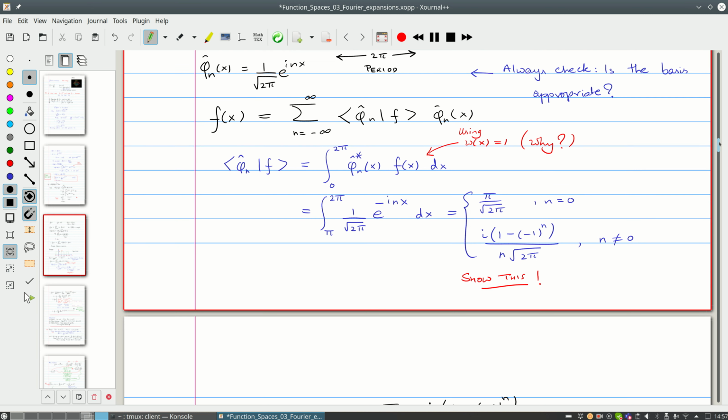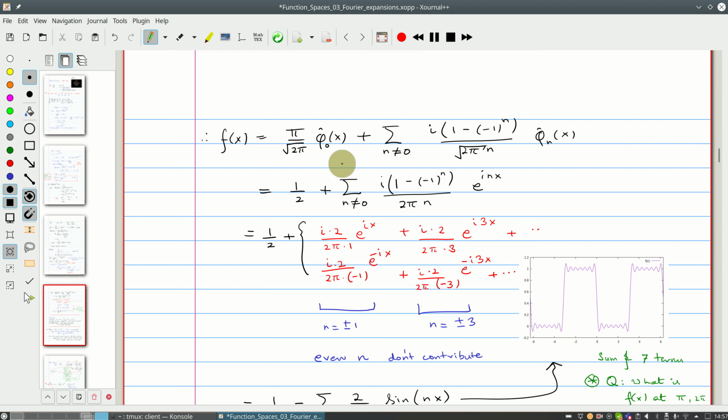So we know our expansion coefficients, and therefore we can write down f of x. This is the n equal to 0 term, which is pi over the square root of 2 pi times phi naught, plus all the terms for which n is not equal to 0. So n goes from minus infinity to infinity, but it's not equal to 0. And these are the coefficients here, times phi n of x. If you now put in what the phi naught and phi n are, you get an expansion which is a half, plus the sum, n is not 0. These are the coefficients, and e to the i n x. And this is the Fourier expansion of this particular function.